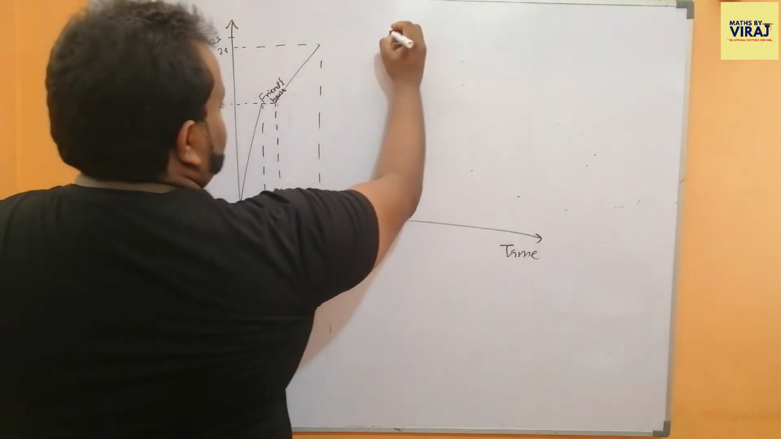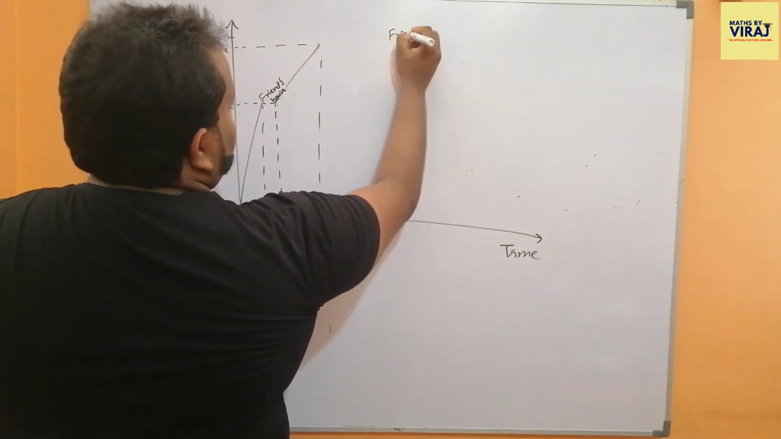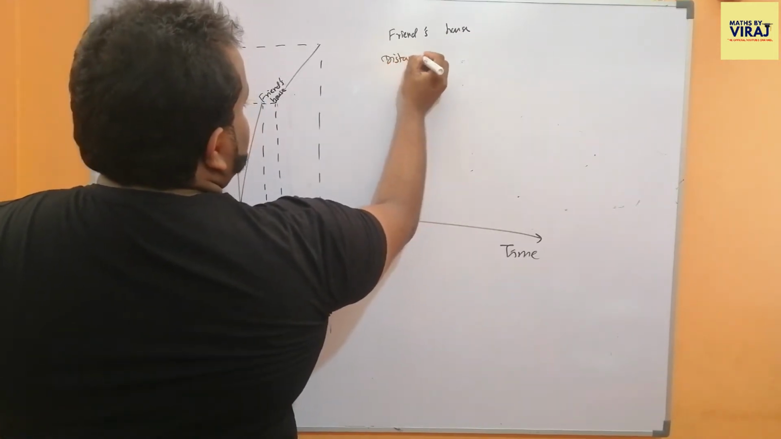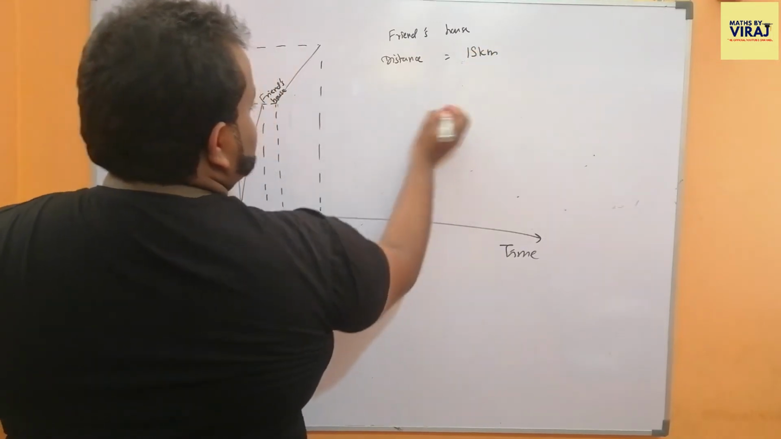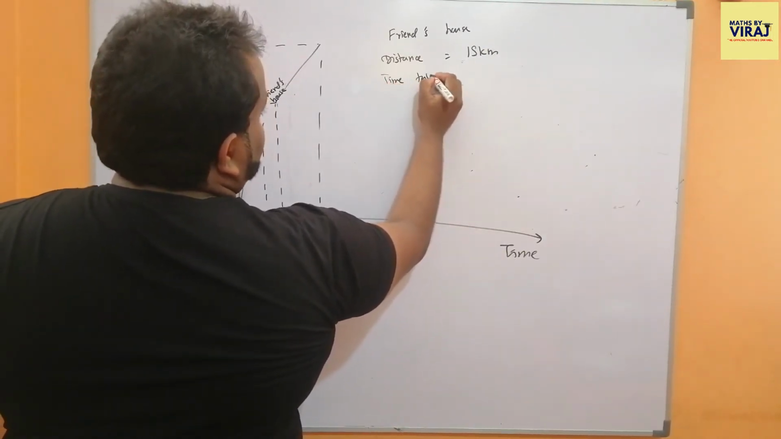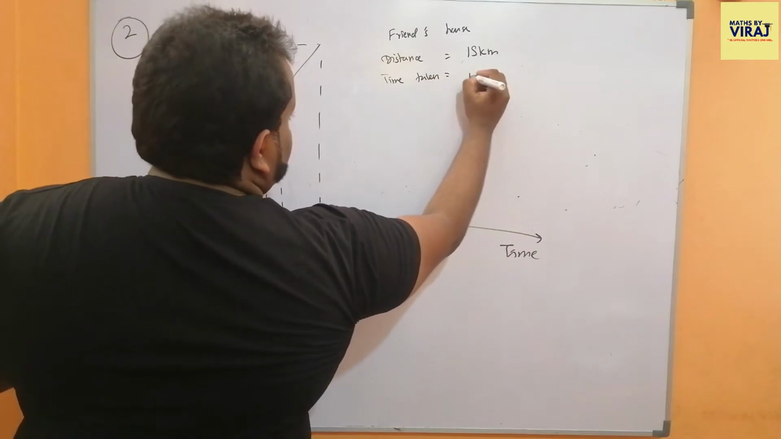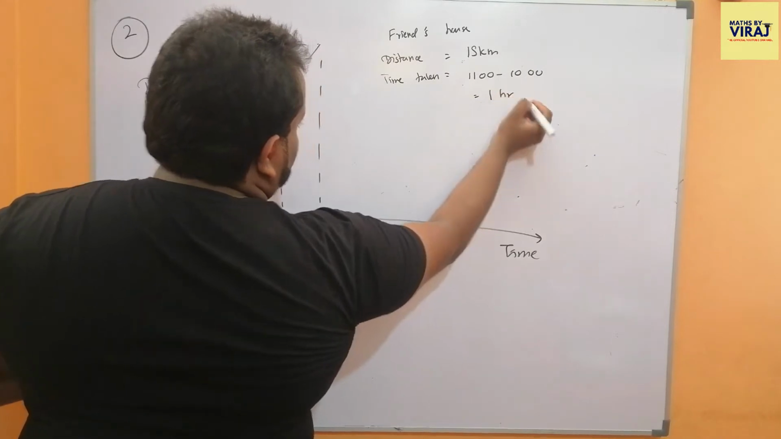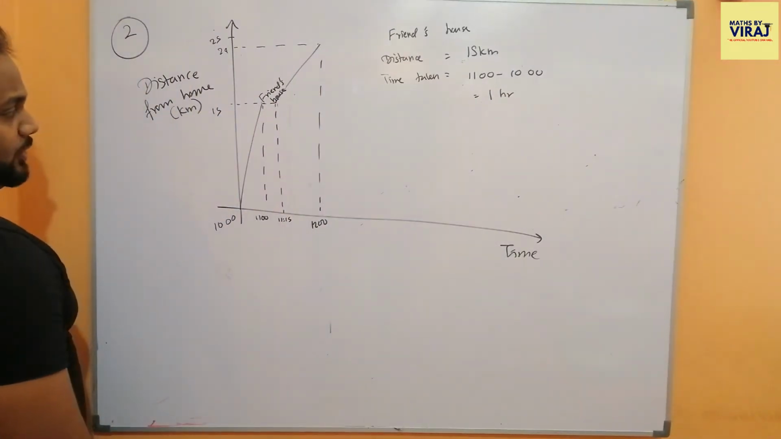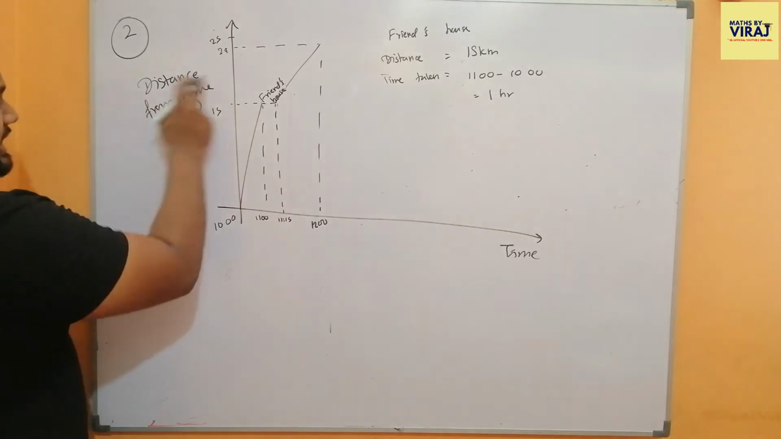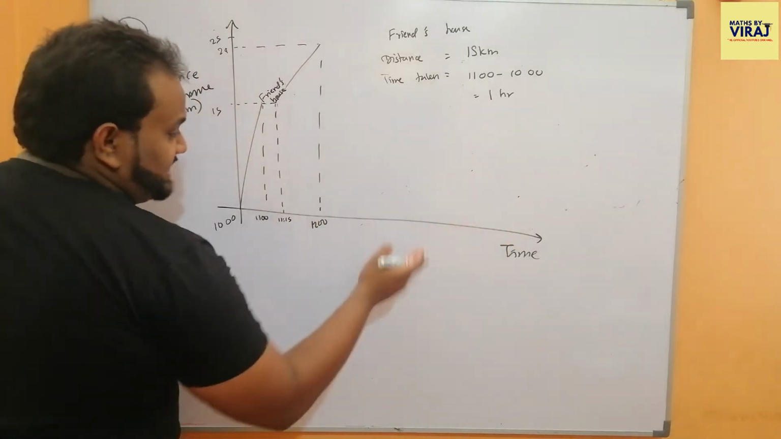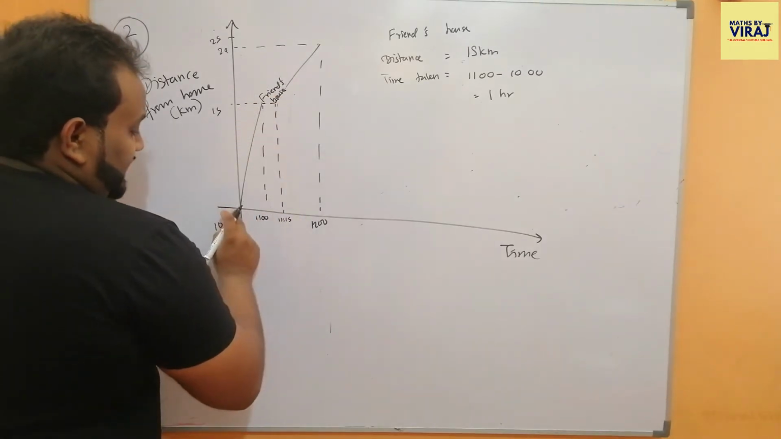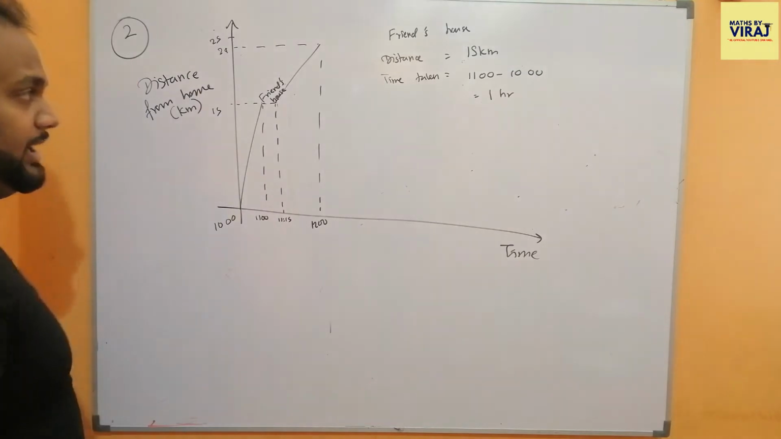So, if we take her friend's house, the distance from her house is 15 kilometers and the time taken is 11 minus 10, which is 1 hour. How do I know that it is 15 kilometers? On the y-axis they have given distance from home and on the x-axis they have given time. Therefore, the distance that she has reached by the time she has traveled from 10 to 11 is 15 kilometers.